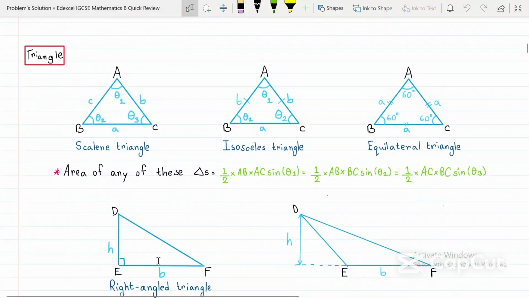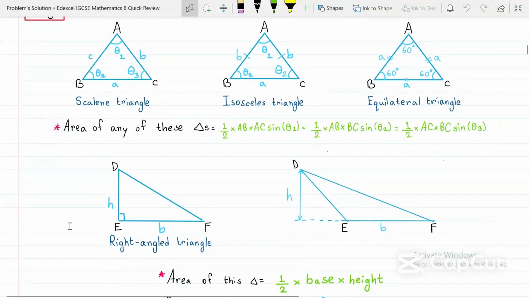Now, the other triangle we have is a right angle triangle. So here you can say right angle triangle. Here D is obviously perpendicular to EF. In this triangle, most people make this mistake that the perpendicular height is basically from here to somewhere here, but no, actually the perpendicular height is from here to here. So hope you guys are clear.